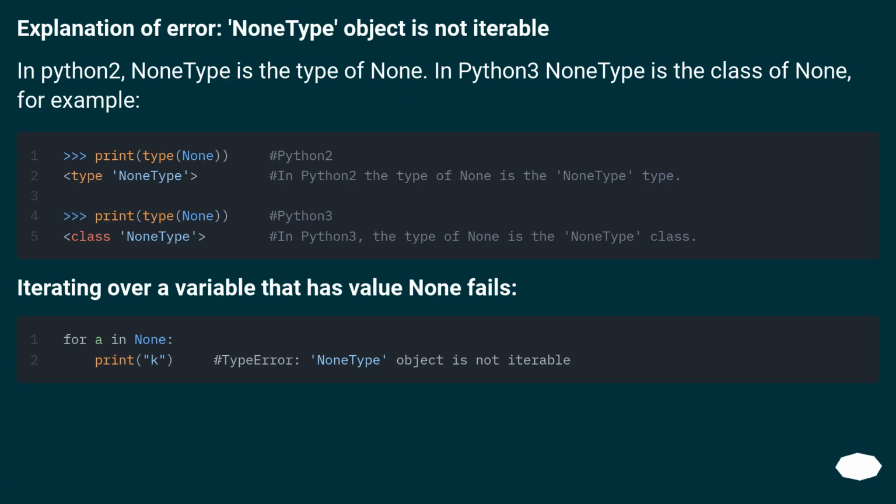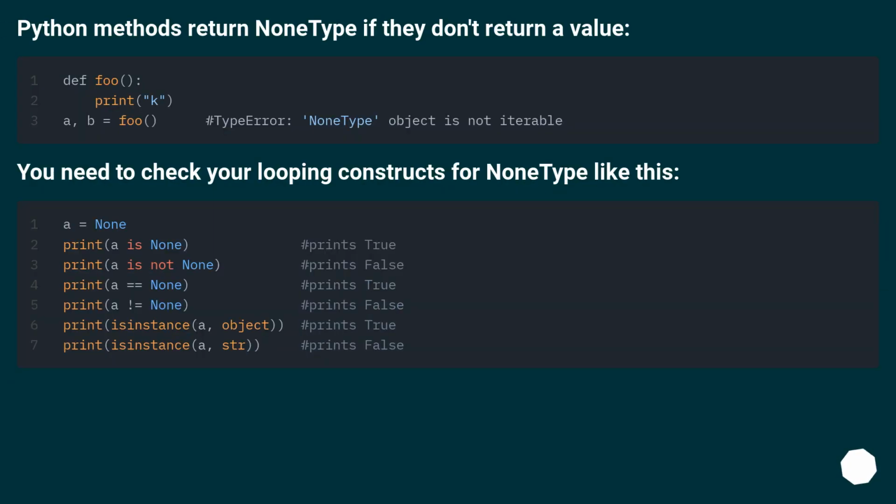Explanation of the error: 'NoneType' object is not iterable. In Python 2, NoneType is the type of None. In Python 3, NoneType is the class of None, for example. Iterating over a variable that has the value None fails. Python methods return NoneType if they don't return a value.